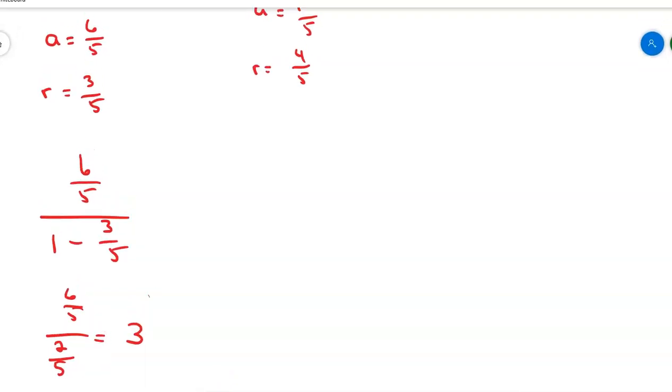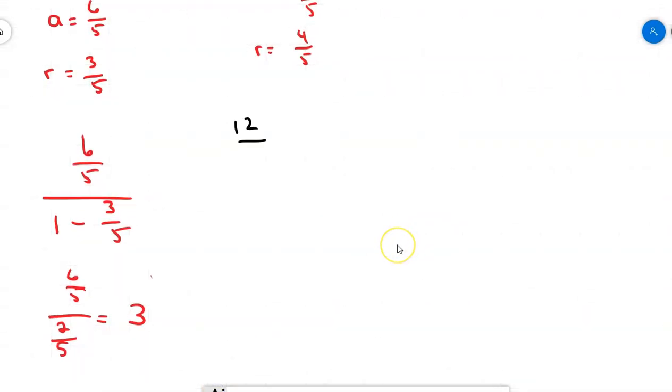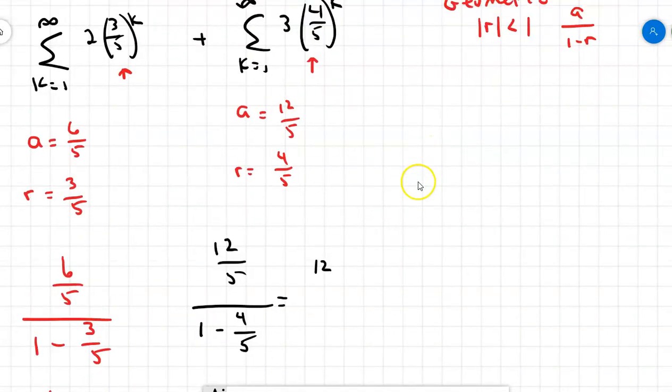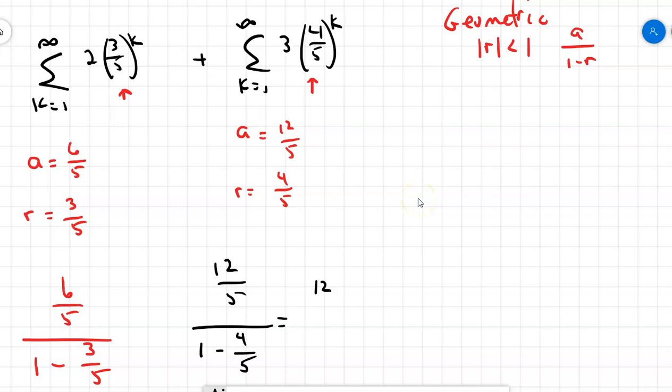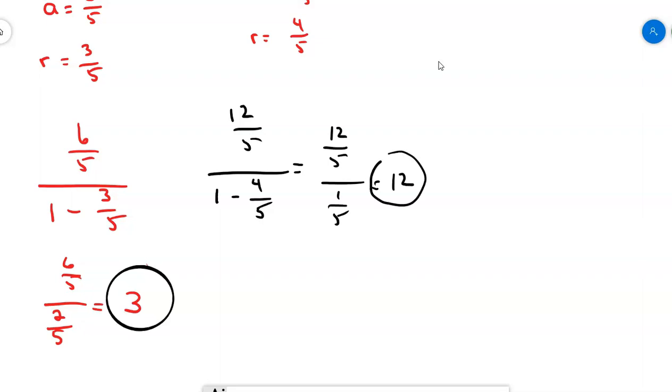We said my a value was 12/5. So I've got 12/5 over 1 minus 4/5. So a over 1 minus r will give me 12/5 over 1/5, which is just 12. Okay, so now if I add these two numbers together, the 3 over here and the 12 over there, the sum of that series is 15.